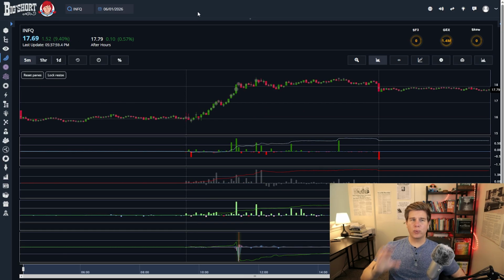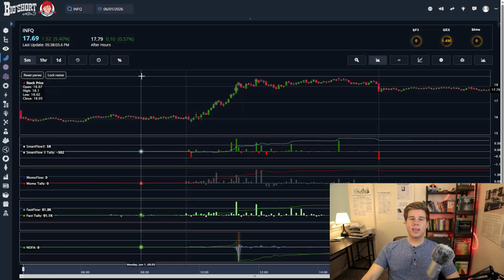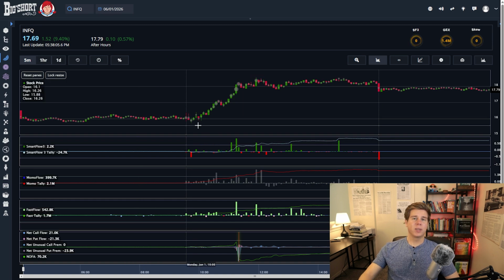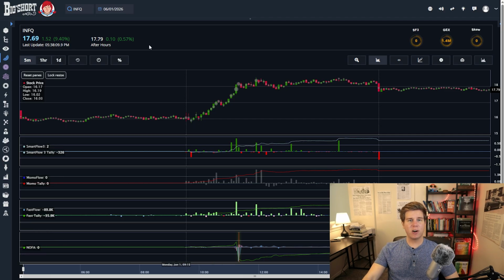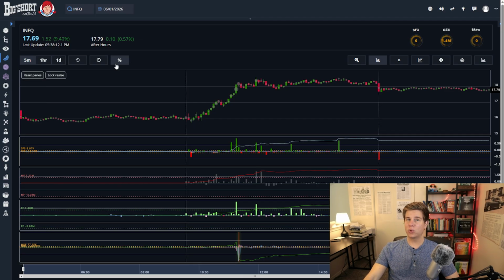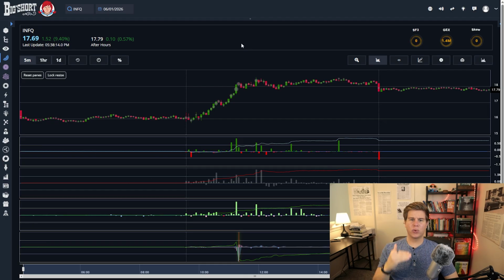Once again, just a quick restatement of how I use SF3. What we're looking for is price action going in one direction, an SF3 bar that is aligned with price action, a really big outsized SF3 bar. This percentage bar is really helpful for that, going in that direction. And then a flip from that red SF3 to green SF3, including a flip of fast flow from pink to green, or red to green. Those are the main things I look for.